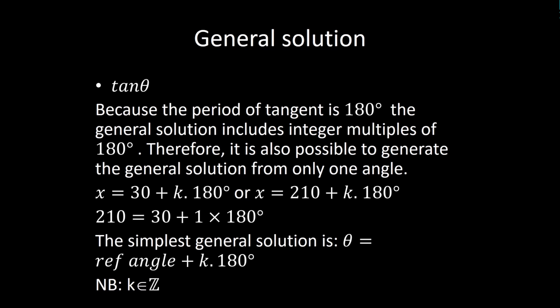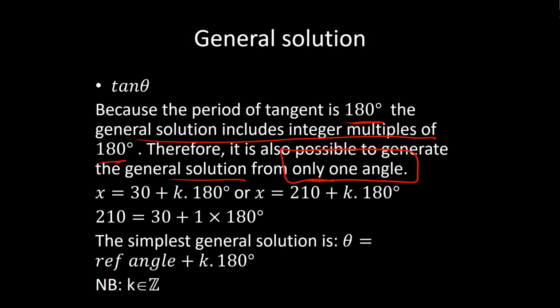Now tan theta is an interesting one. Because the period of tan is 180 degrees, the general solution includes integer multiples of 180. So therefore it's also possible to generate the general solution from only one angle. I know you are often taught you will find out where tan is positive, where tan is negative, and give two answers. It is really, guys, not necessary. You can just give one general solution, and because these involve integer multiples of 180 degrees, all your answers can be worked out from one general solution for tan.